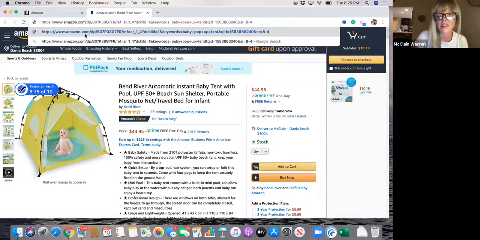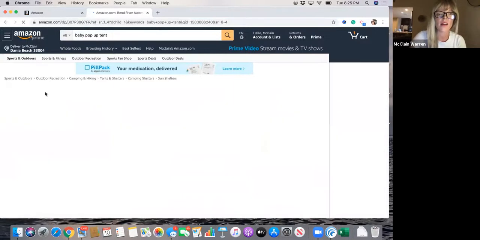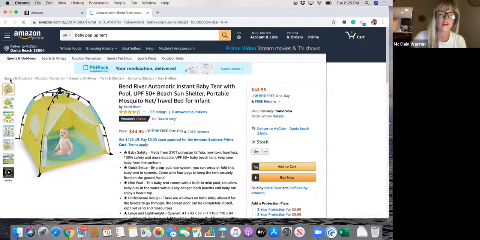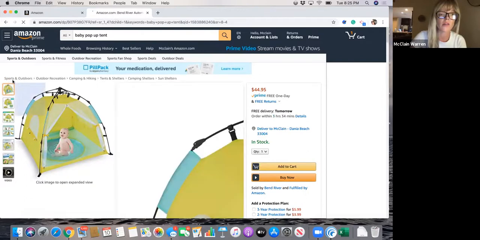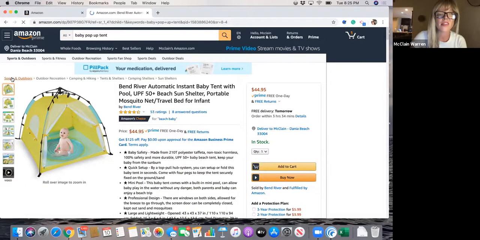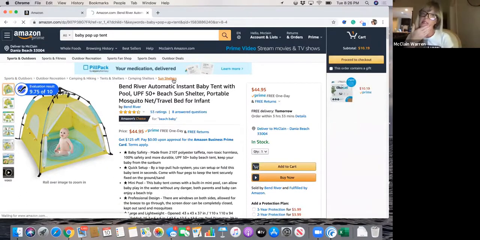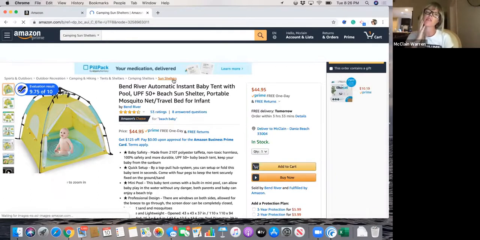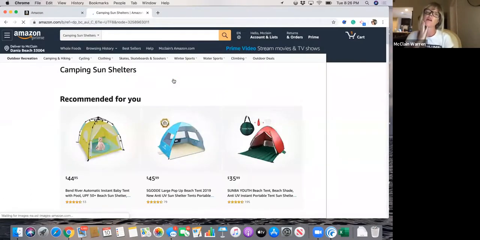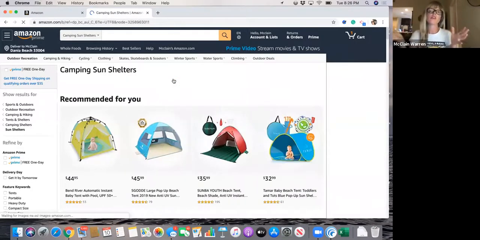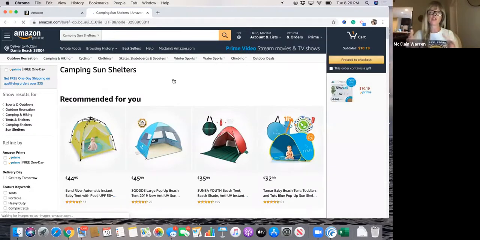If you just delete that part, it's going to auto-populate your category node right here. So as you can see, we're in sports, camping, hiking, tent shelters, and then sun shelters. So I'm going to click on sun shelters. Now this is going to take me to the subcategory that all the competition is for this product. So if this was your product and you wanted to know who you were competing against, you click on there.